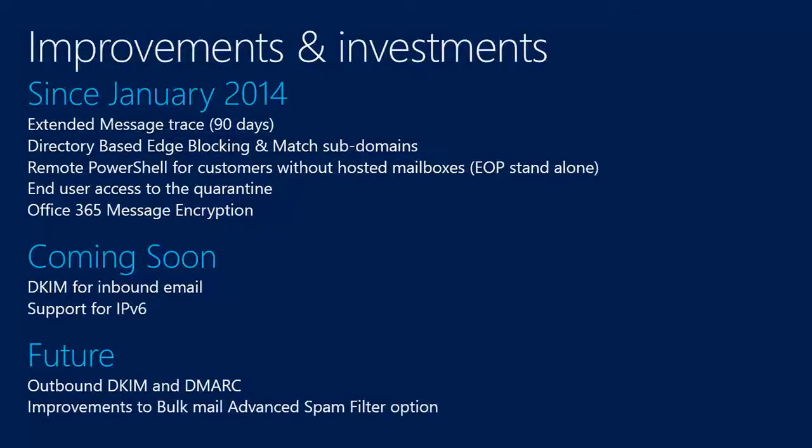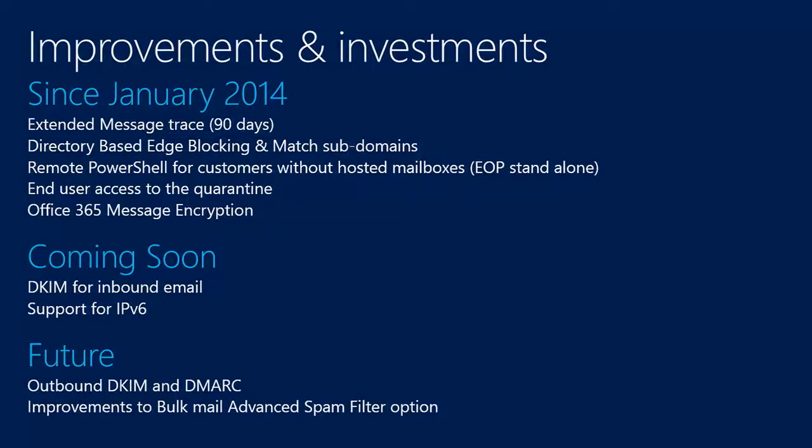And just quickly, improvements and investments. Since January of this year, these are all the additions we have made to the service. So the extended message trace, which I showed you, that's that little bit of a trick to get it to show up with the dates. Directory-based edge blocking and match subdomains. Before that was added, if you had a parent domain and a bunch of subdomains, you'd have to add every single subdomain and validate it separately. Whereas now, as long as you have that parent, you can have all the subdomains validated automatically.